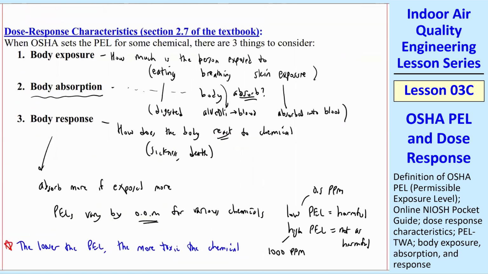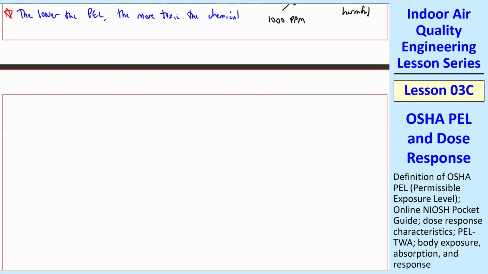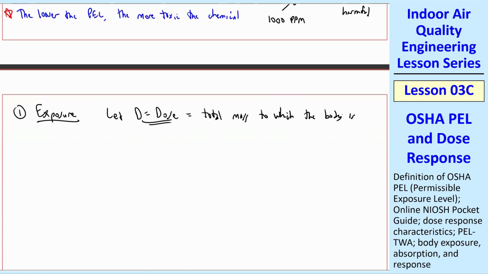So let's look at all three of these in a little bit more detail and describe each of them. Let's look first at dose, at the exposure, and we'll use dose to quantify the exposure. We'll let D equal dose, and dose is defined as the total mass of the chemical to which the body is exposed. We may not absorb all of that mass, but we're exposed to it. The dimensions of dose are mass, and the typical units of dose are milligrams. For some really harmful chemicals, it might be micrograms.